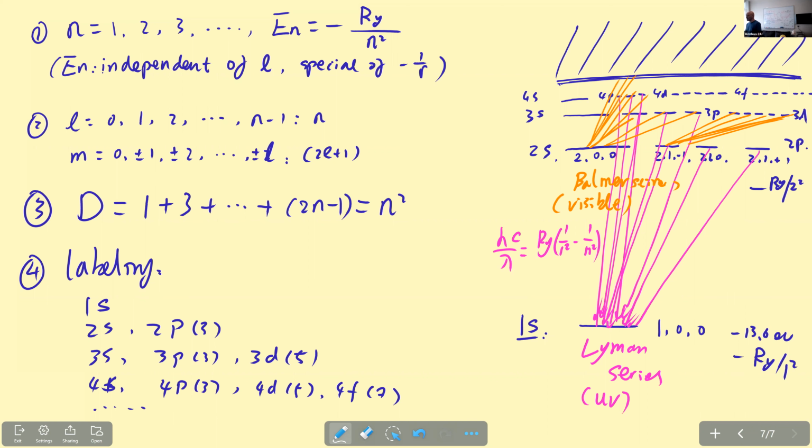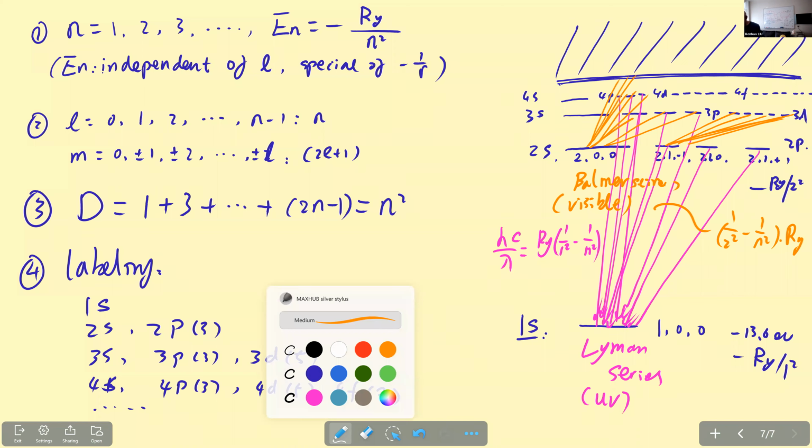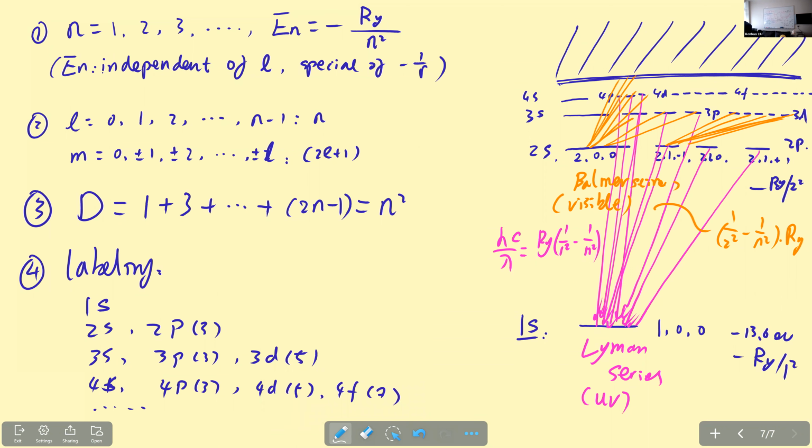Right. So the energy is also determined by the Rydberg energy times 1 over 2 squared minus 1 over n squared, right? Okay. So that's the Balmer series. And you can also have other series. For example, you can have the emission between the third shell and other states, right? So you can go like this.